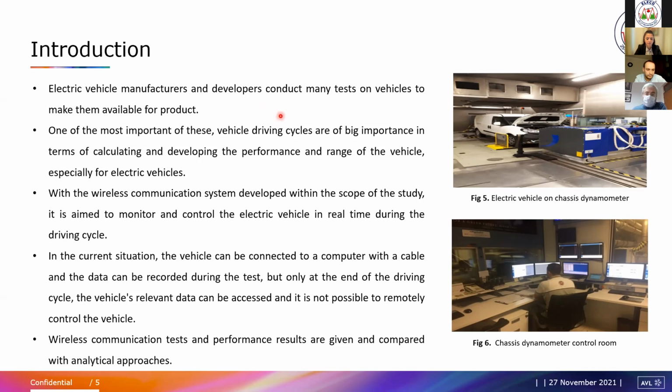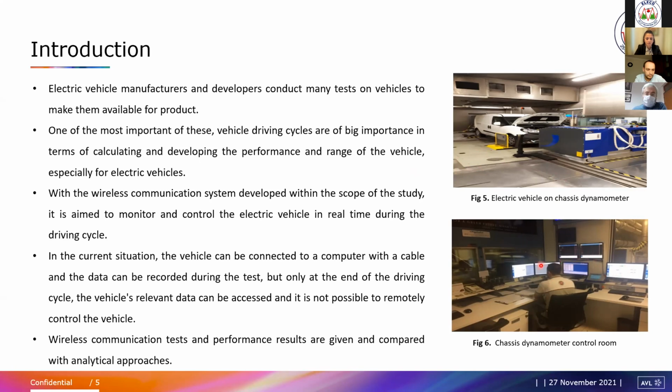One of the important tests is the implementation of driving cycles on the chassis dyno. As you can see on the right-hand side, this is the chassis dyno where we can apply different driving cycles to the vehicle and simulate different road conditions. We can measure the performance of the vehicle, the consumption of the vehicle, and different parameters. As you can see, there is one chassis dyno, and below on the page we can control the vehicle using these monitors in real time.